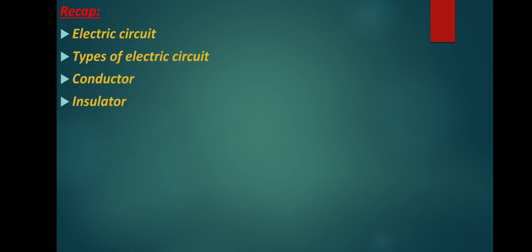Next one, conductor and insulator. Conductors are materials that permit electrons to flow freely from particle to particle. Conductors allow for charge transfer through the free movement of the electrons. In contrast to conductors, insulators are materials that impede the free flow of electrons from atom to atom and molecule to molecule.